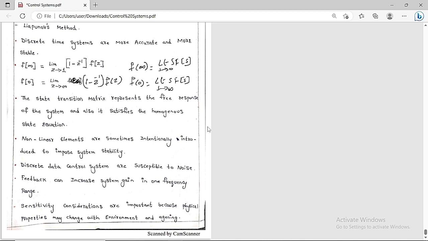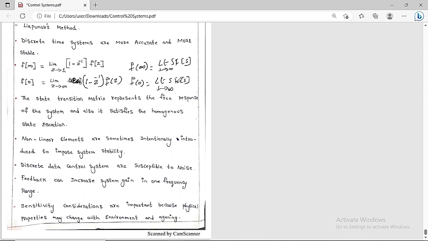Similarly, the final value theorem in the case of discrete time system is f(infinity) is equal to limit z tends to 1, (1 minus z to the power of minus 1) into F(z). If you see clearly, here it is s into F(s), here it is (1 minus z to the power of minus 1) into F(z). So this is the only thing which is common. Here s equal to infinity means z equal to infinity. Here s equal to 0 means z tends to 1. So this is the only difference that you have to keep in your mind.